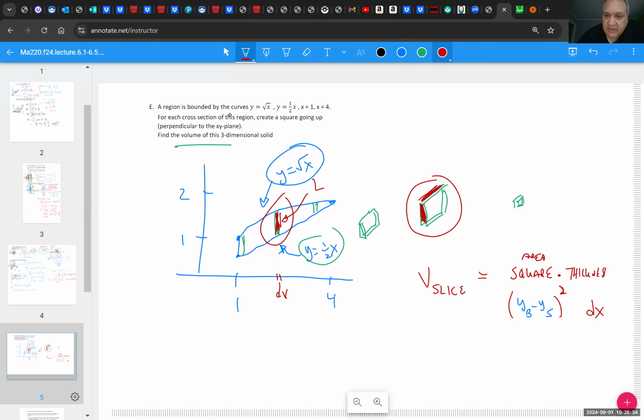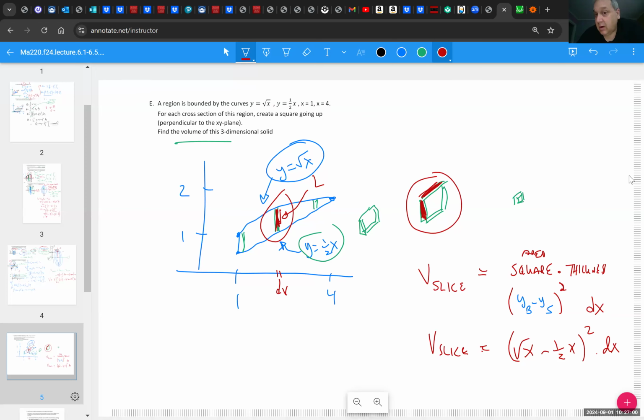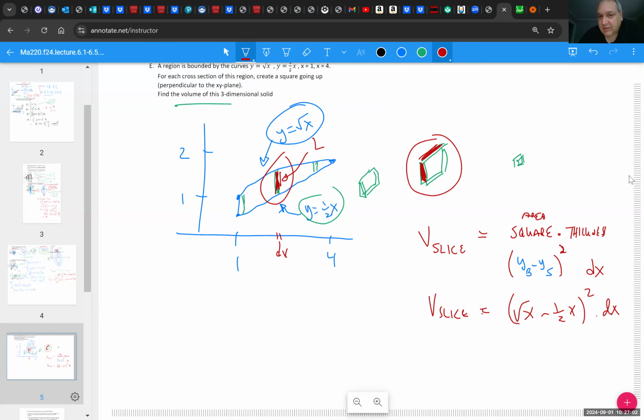So our volume of a slice is just going to be the big Y, which is square root of x, minus the little y, which is 1/2 x, squared, because it's the area of a square, times the thickness, which is dx. And that's the volume of that one little slice. We take a little slice of our region, we figure out the volume of that one little slice. It's kind of funky, but it was a square, or like, a square with a very small thickness. So we found the volume of that square with a very small thickness. That's this stuff right here.